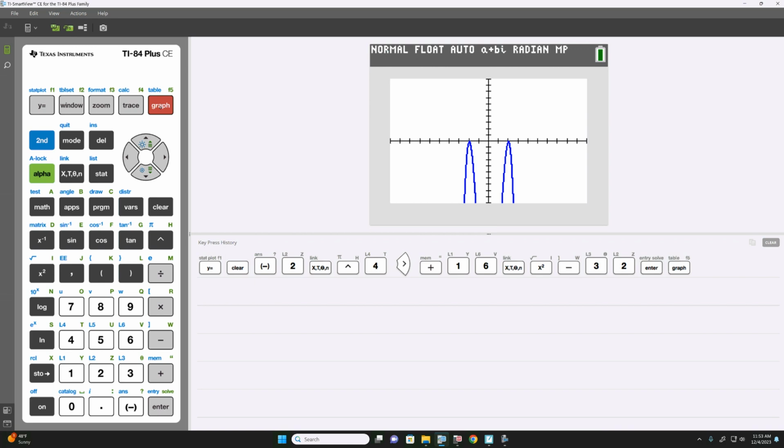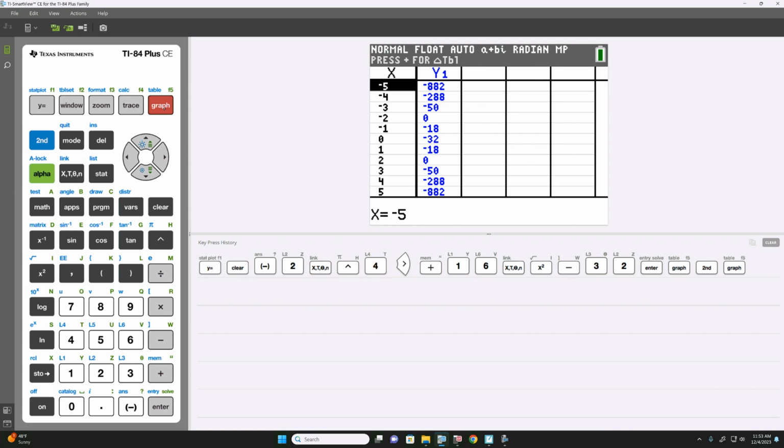So, looking at this here, where it crosses or intersects the x-axis are the solutions. And if we go second graph, we pull up the table. We're trying to see what values of x will make the y value be 0. And we see that there's two of them. -2 and 2, because we're looking for what values of x will make the y value be 0.